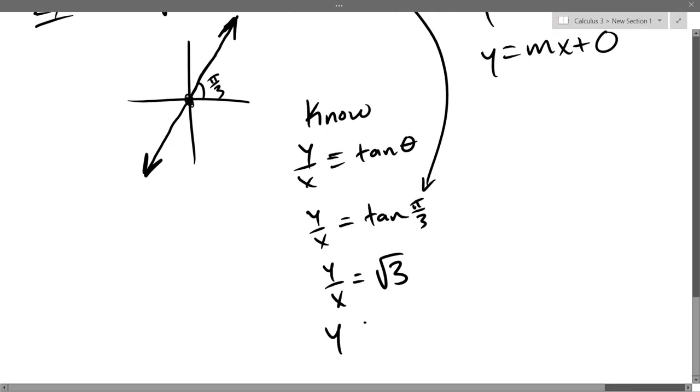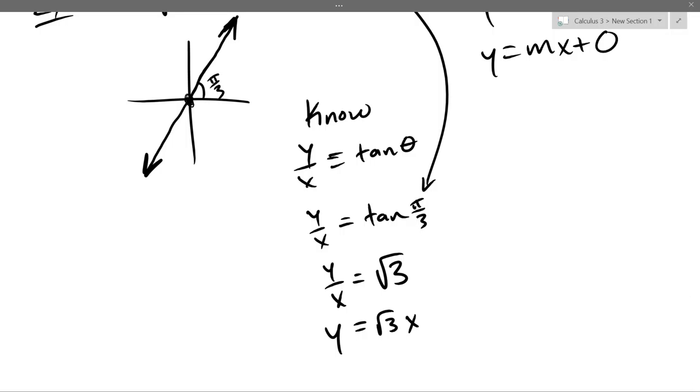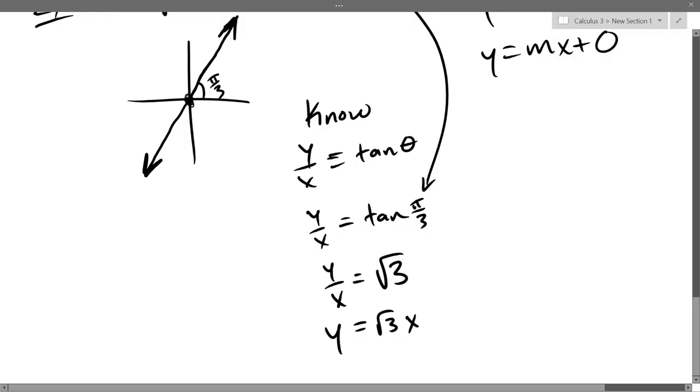So it's pretty easy to get it in point slope form. Y equals square root 3 x. So the slope is actually square root 3. So how close is square root 3 to pi over 3? You can type it in your calculator. It's probably not that far off using decimal notation. They're both between 1 and 2, for sure.